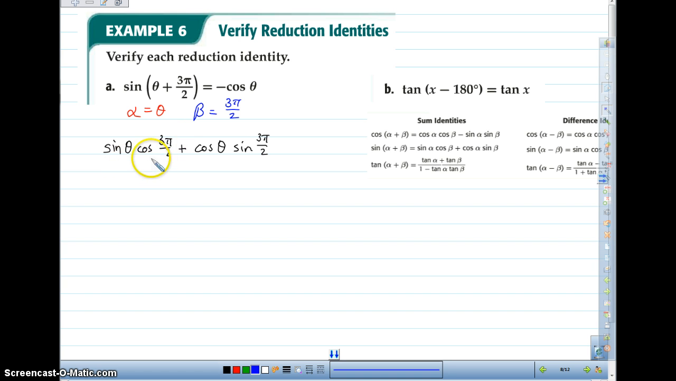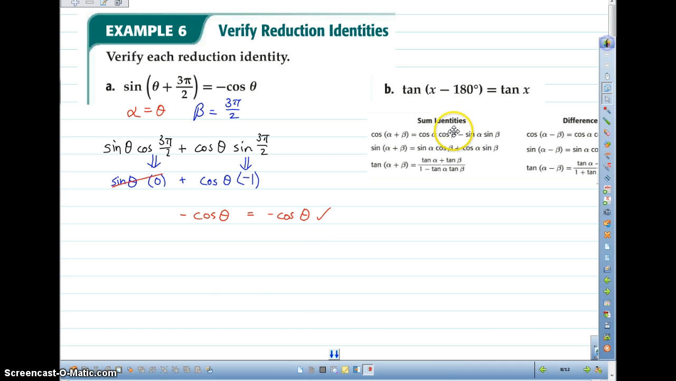Cosine of 3 pi over 2 is equal to 0, so this becomes a 0 times sine of theta, plus the sine of 3 pi over 2, that's equal to negative 1. So this is negative 1 times cosine theta. And sure enough, the 0 times the sine theta cancels out, that's nothing. And we're just left with the cosine of theta times negative 1, which is just negative cosine theta. And so we've proven or verified the reduction identity.